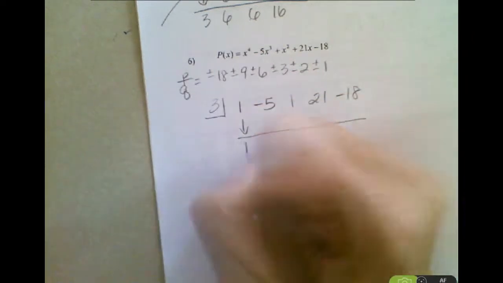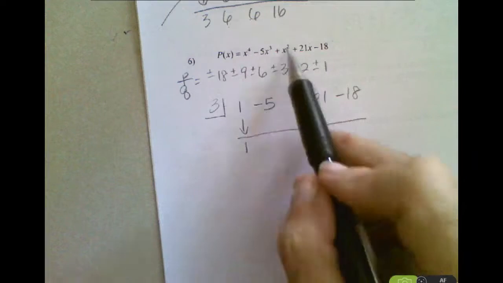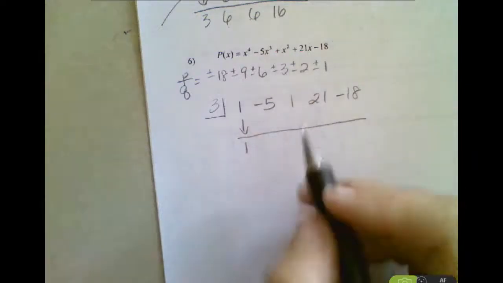Okay, 1. So let's just double check that. 1, yes, negative 5, 1, 21, and negative 18. Good.